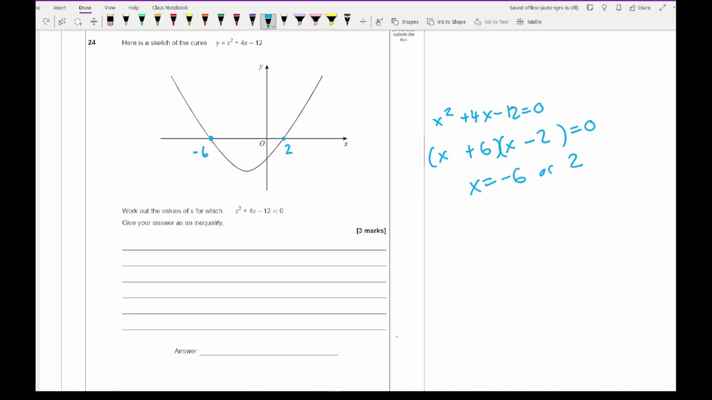Now the question is asking me for the values of x where the curve is below the x-axis. So I'm looking for this region here. Now to get that region there, x needs to be between minus 6 and 2. And I'm not going to put an equal sign because there is no equal sign in the question.